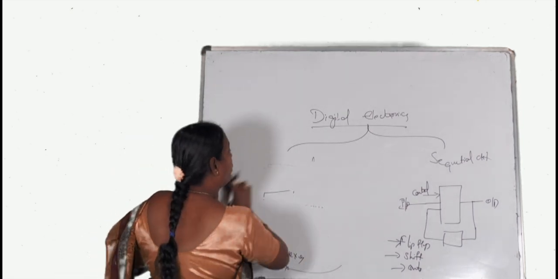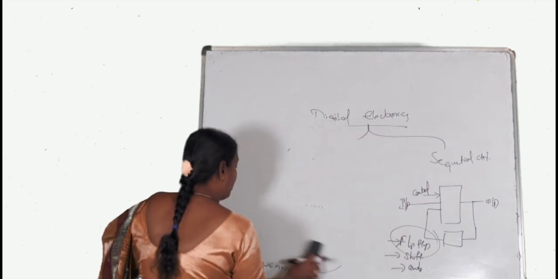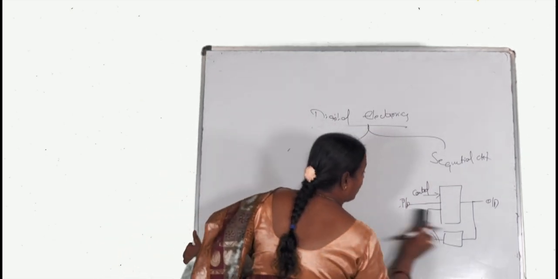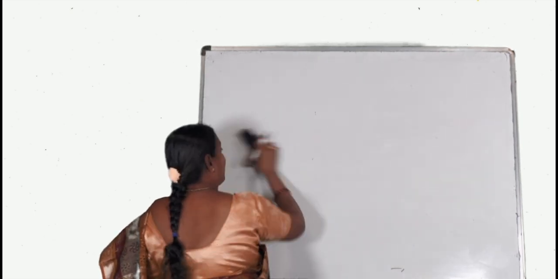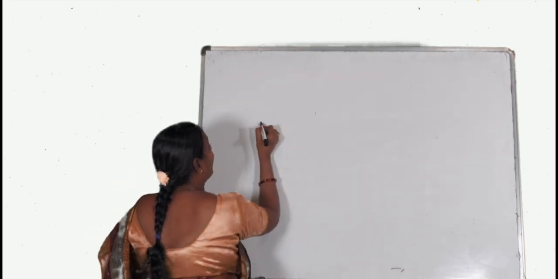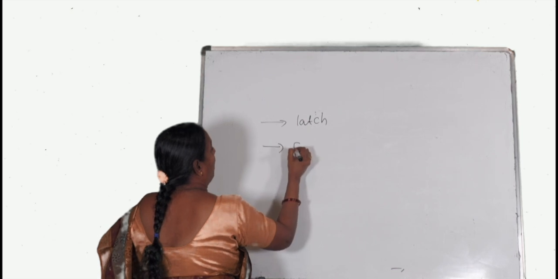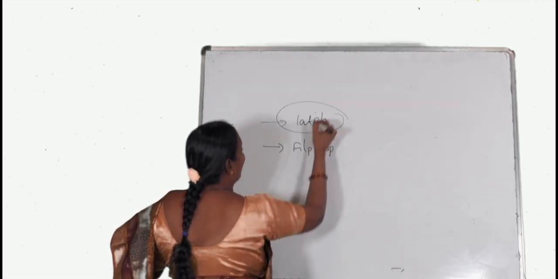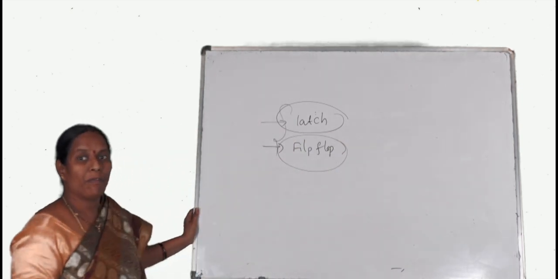Today we are going to learn especially about flip-flops. Why? Because all sequential circuits depend upon memory elements. Memory elements play an essential role in all the components. In memory elements we again have latch and flip-flop. So what is the main difference between latch and flip-flop? Before going to that, what is meant by latch and what is meant by flip-flop?